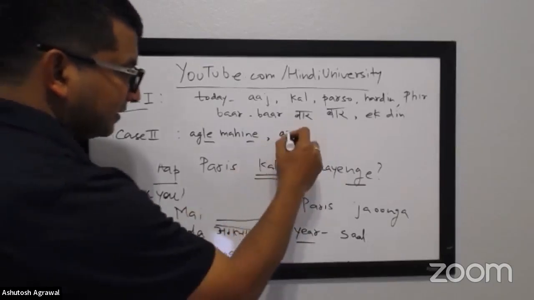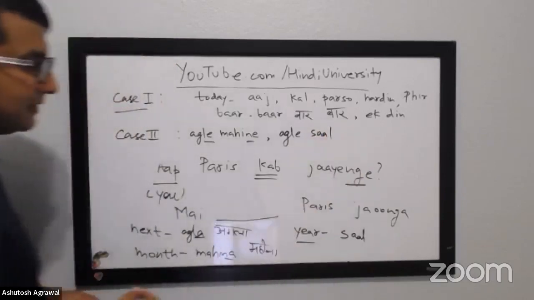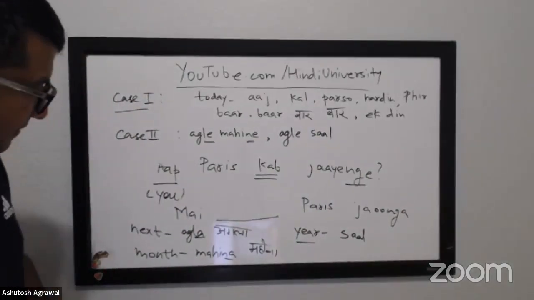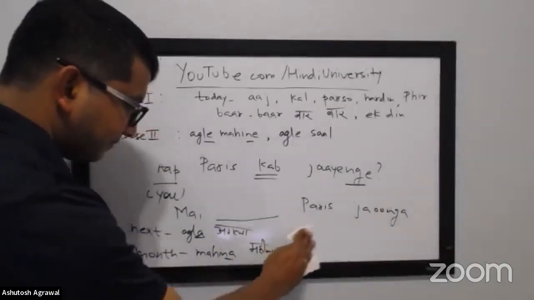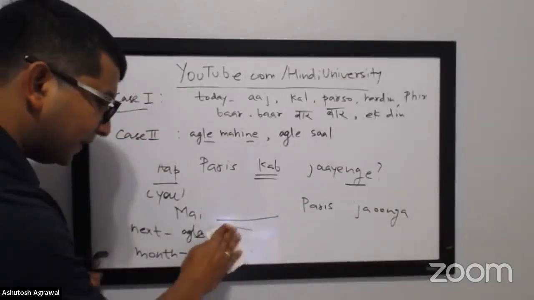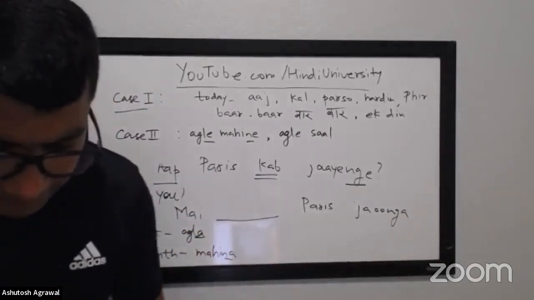Very good. Say it, finish the sentence. मैं अगले साल पेरिस जाऊंगा. Beautiful. मैं अगले साल पेरिस जाऊंगा. Beautiful, right? Awesome.